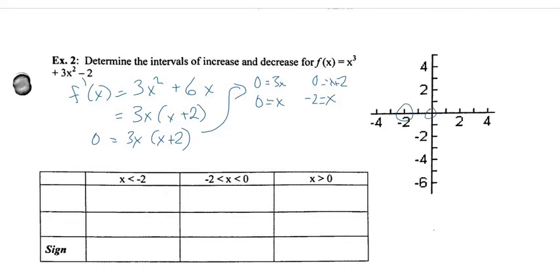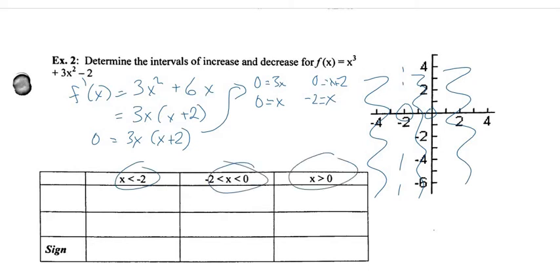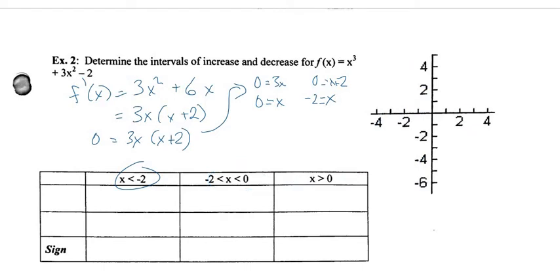To deal with that, we've set up 3 regions. We're going to have everything to the left of negative 2, everything between negative 2 and 0, and then everything to the right of 0, which we've outlined over here. Now that we have that, let's take a look at those factors in the derivative and see what our signs look like. Take all the factors for f prime of x: we have 3x and we have x plus 2, and we're going to examine them over each region.